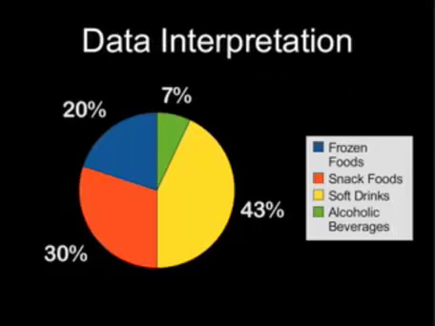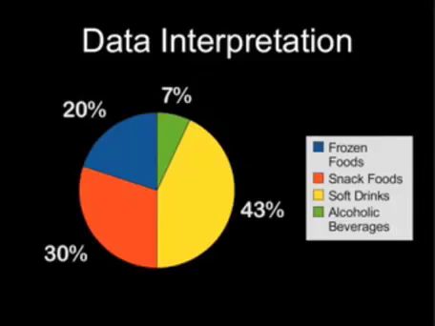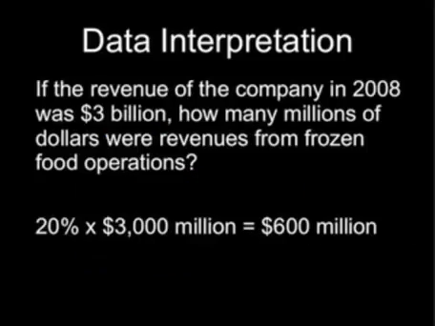The last type of question is data interpretation. You get one or more graphs, and you have to answer a few questions about its data. Here is our question. If the revenue of the company in 2008 was $3 billion, how many millions of dollars were revenues from frozen food operations? Here is the graph again, and we see that frozen foods corresponds to 20%. So, with another simple percentage calculation, we have our final answer of $600 million.